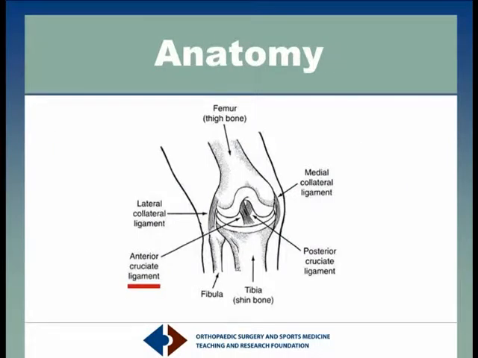With regards to anatomy, the anterior cruciate ligament is a strong fibrous tissue that sits between the thigh bone, the femur, and the tibia, the shin bone. This helps control translation and rotation of the knee.